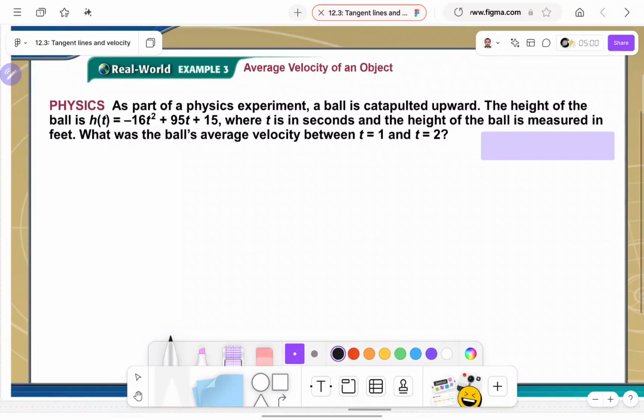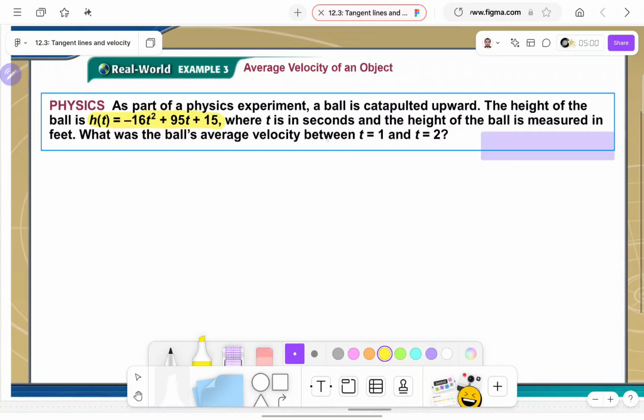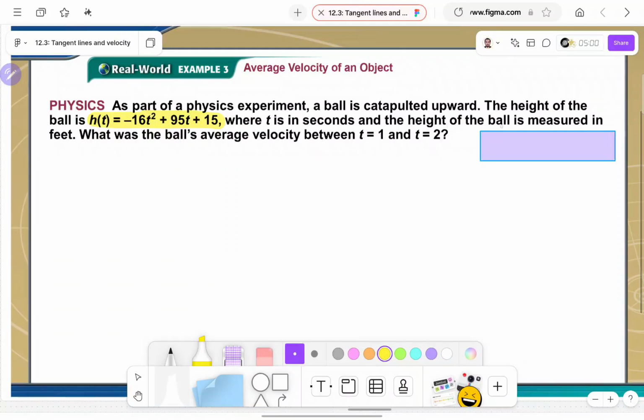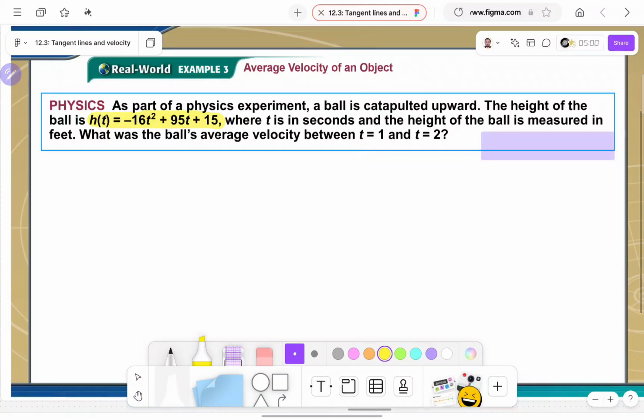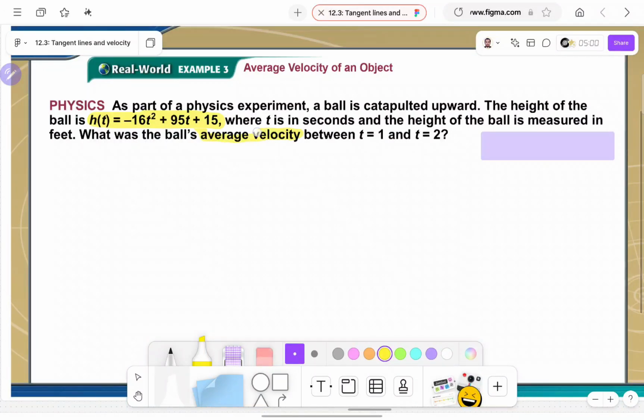Okay. Now let's go to the second one here. Let's do it just really quick. First, just identify the equation. So the formula that we have, this one here, this is the function. Then where t is the second, the height of the ball is measured in feet. What's the ball's average speed? So we're asking for average speed.